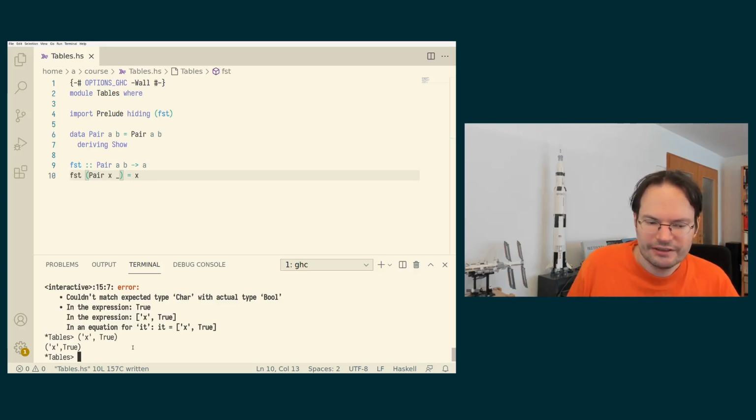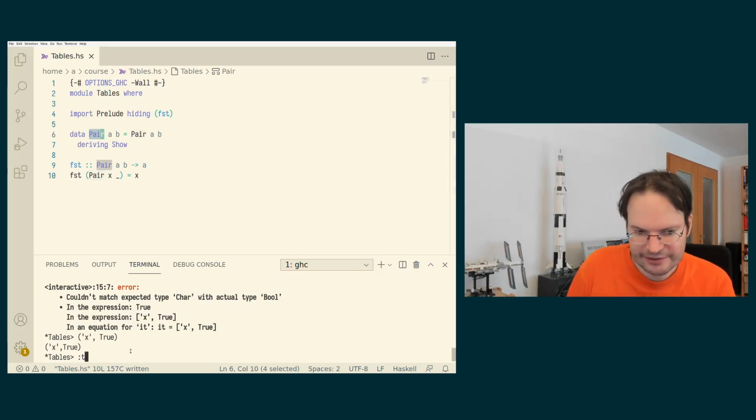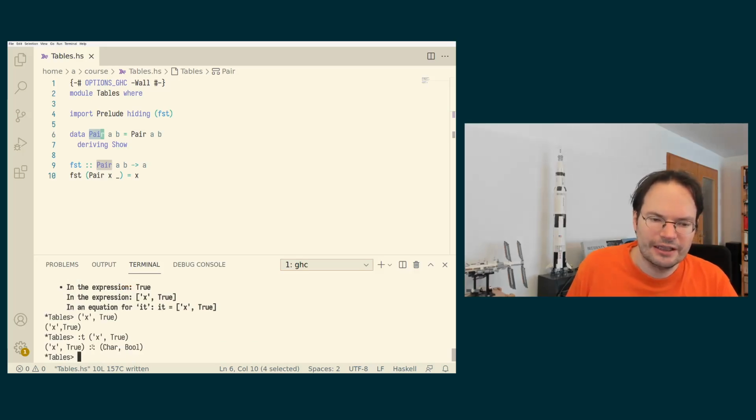And actually, they're also the syntax for the type of pairs, just as we are using the same name here for the constructor and for the type. If I'm asking what is the type of this pair, I'm actually getting this syntax here for the pair type as well. It's a pair of a character and a boolean.